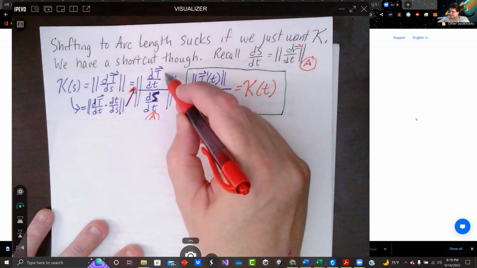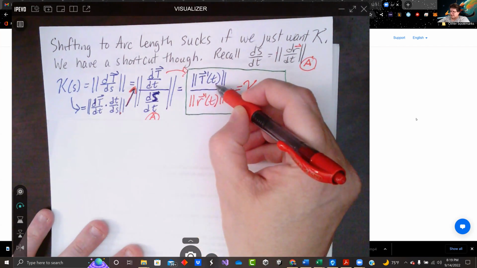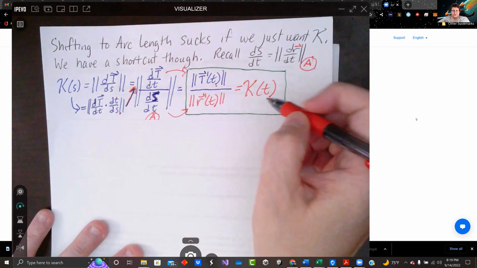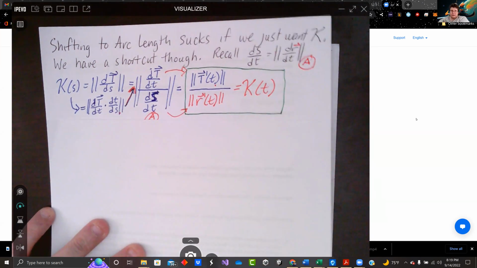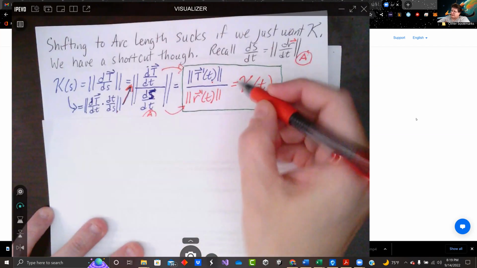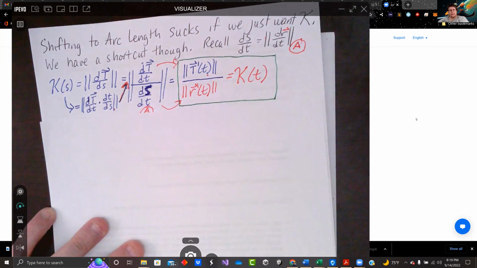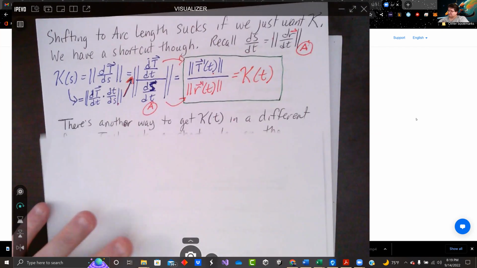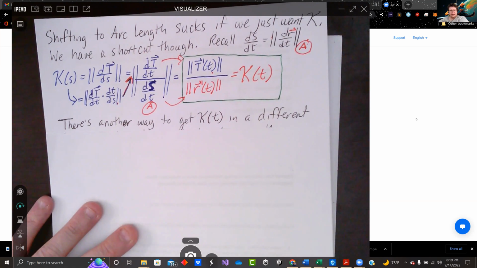Now our top is the magnitude of the derivative of the tangent, and the bottom is the magnitude of the derivative of the position vector. So we can write kappa in terms of t if we have the magnitude of T prime over the magnitude of r prime.